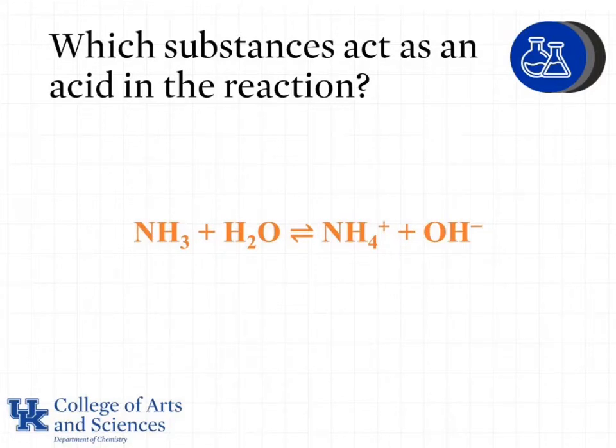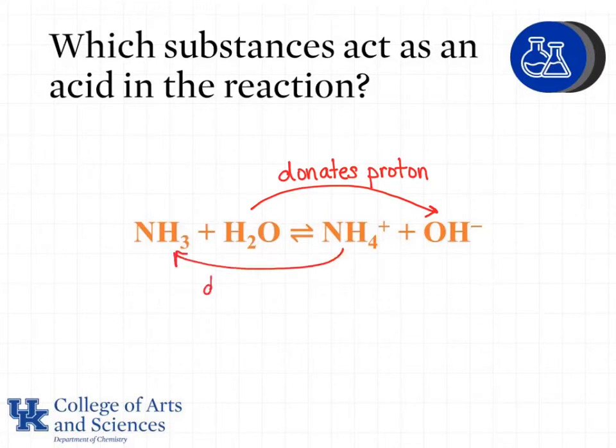Which substances act as an acid in the reaction? H2O donates a proton to form OH minus, so it's acting as an acid. It goes from H2O to OH minus, so we lose an H and lose a plus charge. NH4 plus also donates a proton to form NH3, so we lose an H and a plus charge from NH4 plus. So these two substances, the H2O and the NH4 plus, are acting as acid because they are willing to donate a proton.